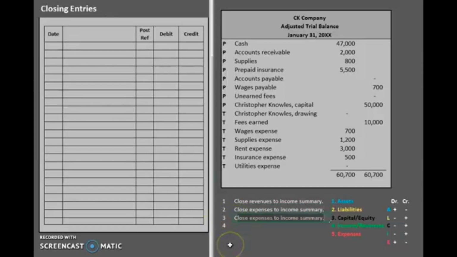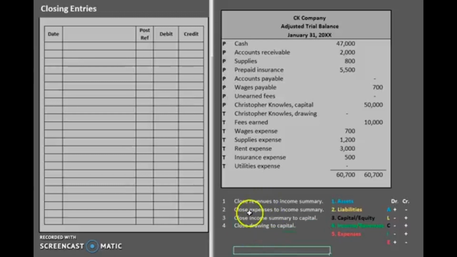Your third closing entry will close income summary. So there we go. We created it and we're killing it here. And we close the income summary to capital. And then your final closing entry is to close drawing to capital.